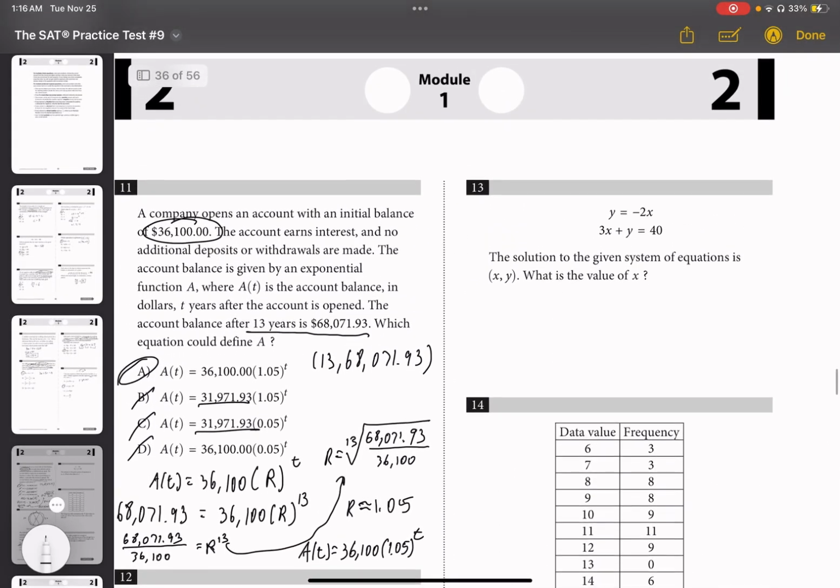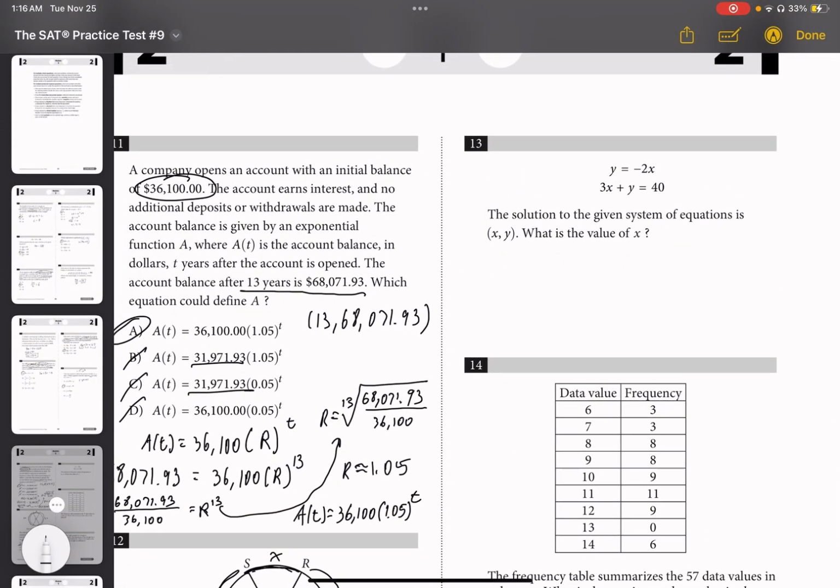Okay, next problem. Question 13. The solution to the given system of equations is x comma y. What is the value of x? Okay, so for this, we're going to use substitution. We're going to substitute y in. So we get 3x plus negative 2x is equal to 40. So x is equal to 40, which is your answer.